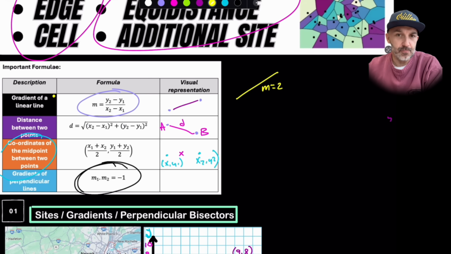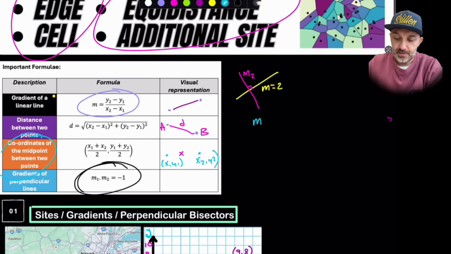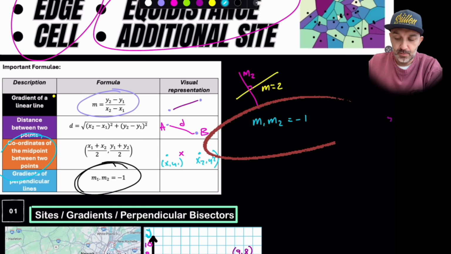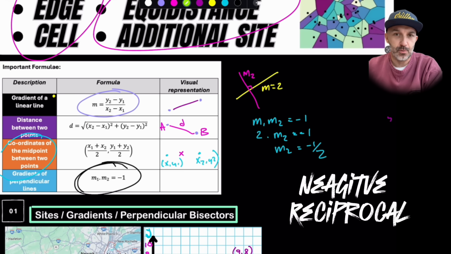Now this little formula that I've written here says that when you multiply two perpendicular gradients together, so imagine I had another gradient like this pink one, when I multiply the yellow gradient by the pink gradient, I should end up with -1. So I'm just going to label this as M2. So my formula states that M1 times M2 should equal -1. If M1 was 2, M2 is yet to be found, equals -1, then I can simply divide both sides by 2, giving me -half. Now, if that was too complicated for some, you might just want to remember it as the negative reciprocal of the first gradient.